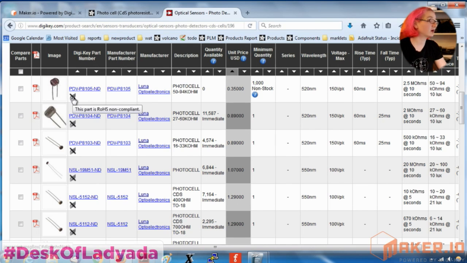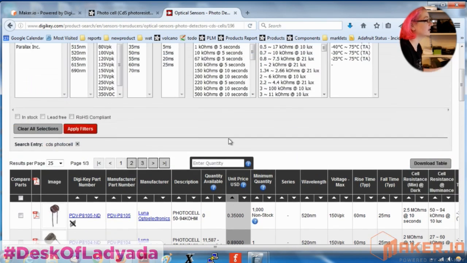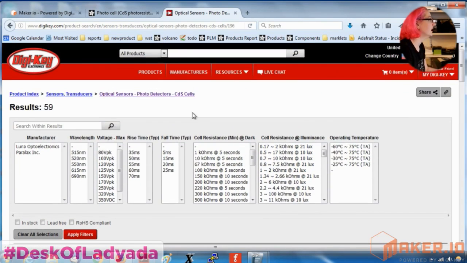Also, this is a through-hole part. I prefer to keep it all surface mount for ease of manufacturing. So even though a photocell is the cheapest and easiest light sensor you can get, it's not a good option. So instead, I'm going to look up light sensor.